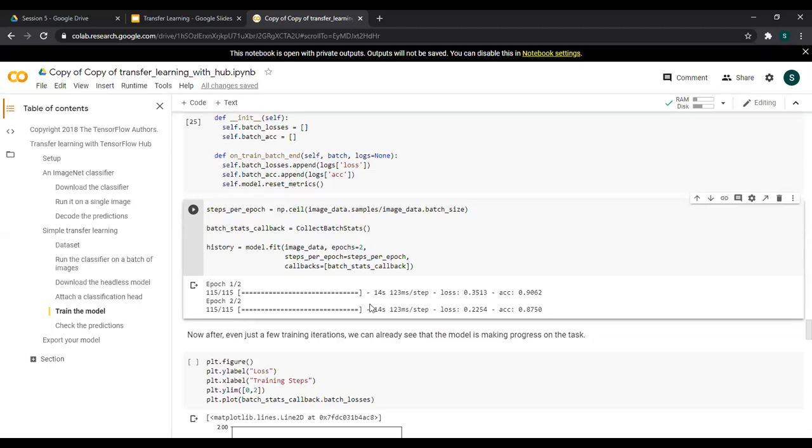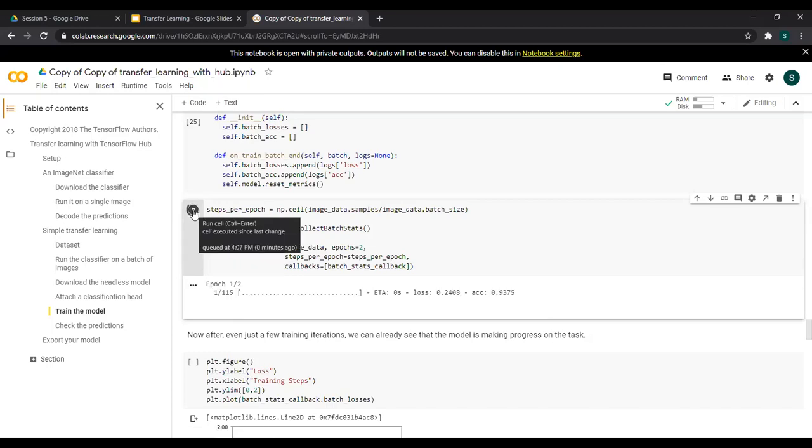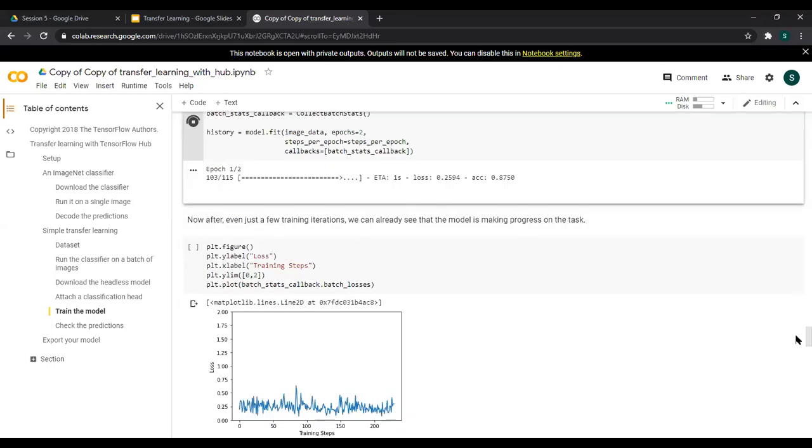Okay, so in this one, the loss decreased, but the accuracy also decreased. So that's not very good. Let's just try one more time if we can get this to a much better level. Okay, so yeah, we have a 96% accuracy now, so that's pretty great. So now that our training is successful, we just have to see how the model is making progress so that we can get it on a visual graph.